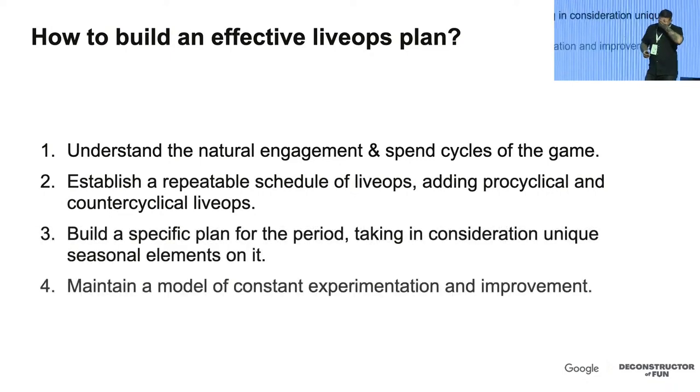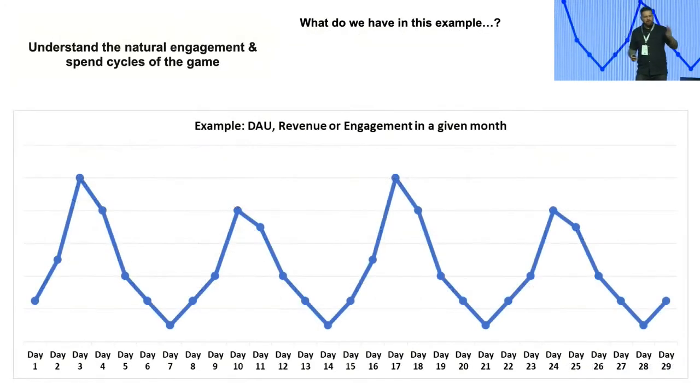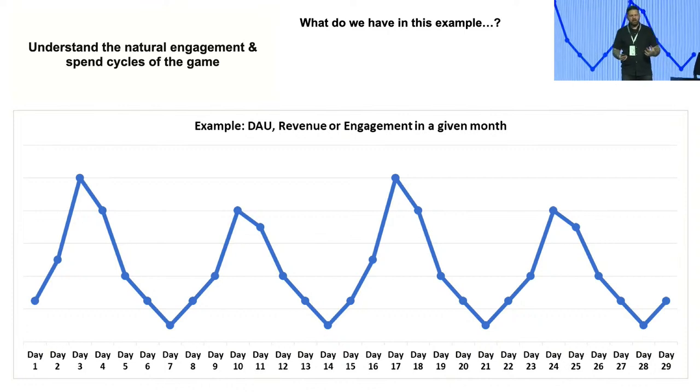Yeah, so very quickly, how to build an effective live ops plan. There are 4 tips. First, you need to try to understand the natural engagement and spend cycles of the game. If the game is live, try to see when your players naturally spend more and when they spend less. If you have competition, benchmark your competition. Try to understand when they are running the key events and so on.